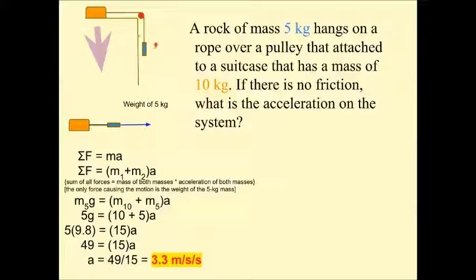True, it looks like it's in free fall, but because this is dragging this behind, then this is not 9.8. We're now going to calculate the tension in the rope.